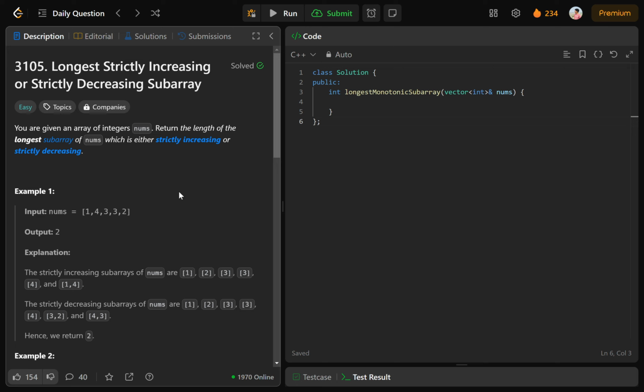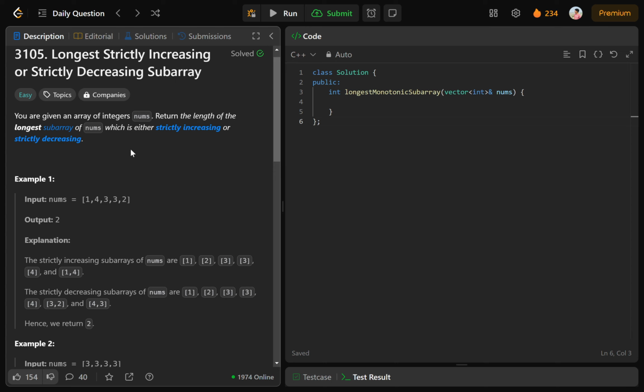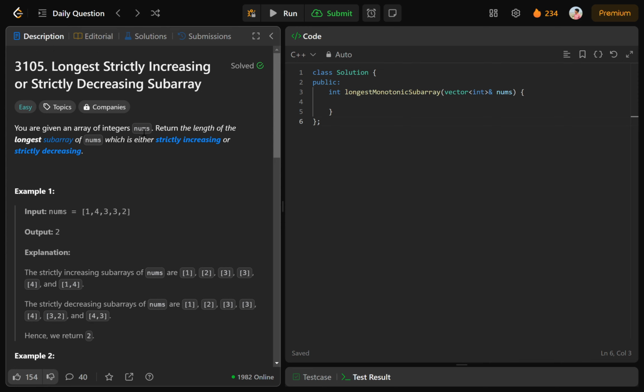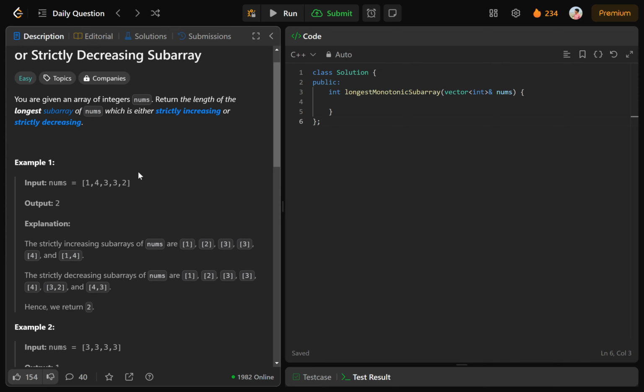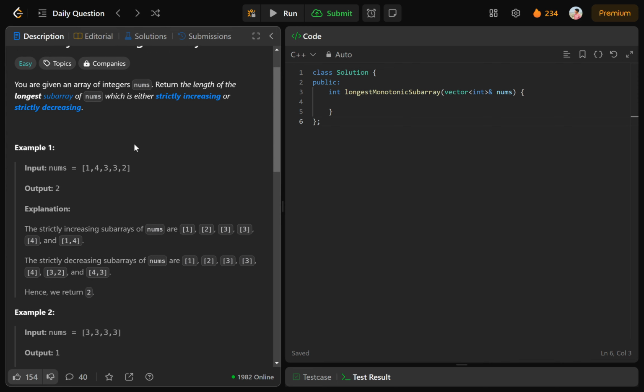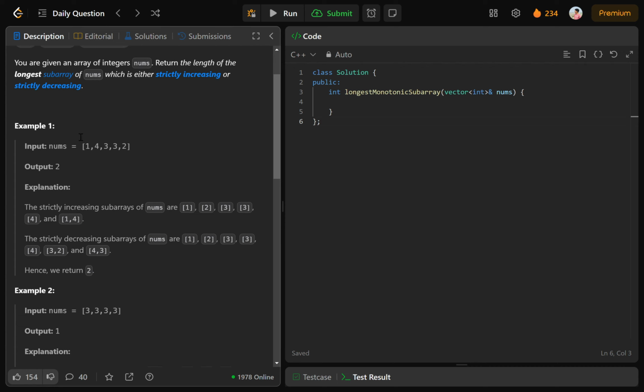Hey guys, today's question is longest strictly increasing or strictly decreasing subarray. In this question, we are given an integer array nums and we have to return the length of the longest subarray which is strictly increasing or strictly decreasing.